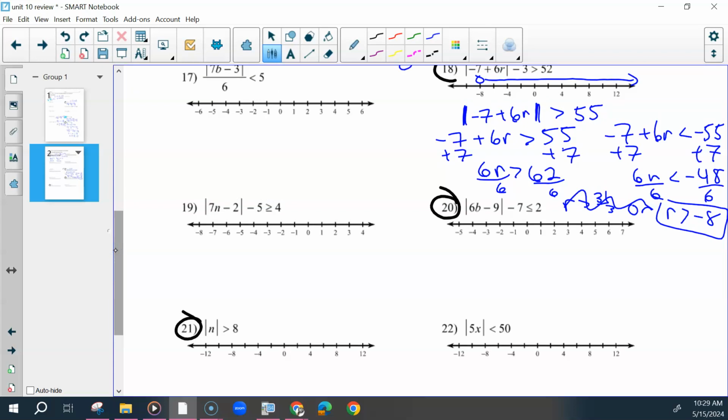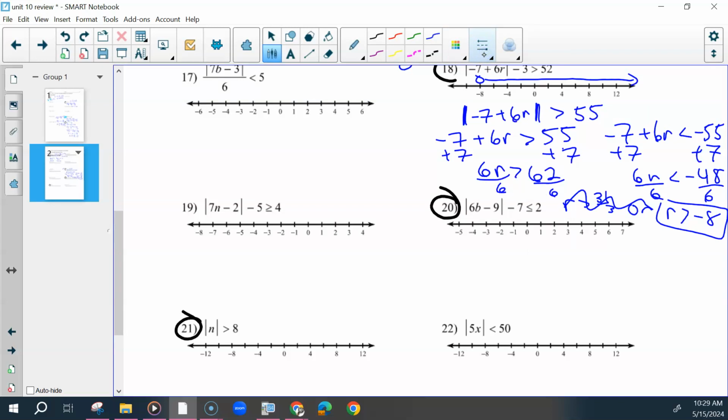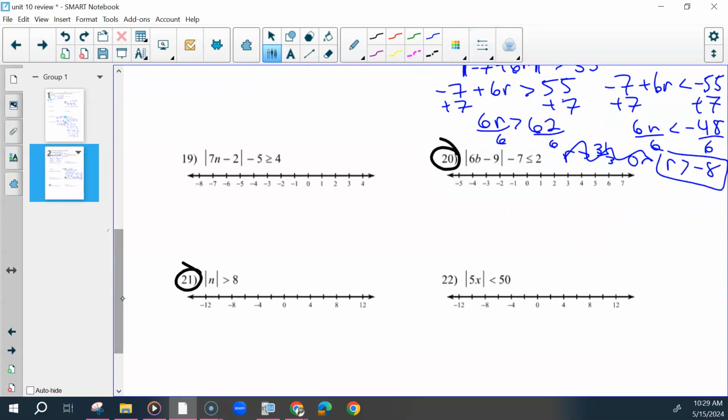For 20, same thing, isolate. Guys, stop talking. Add 7 to both sides. This is less than. Can I get water real quick? Yes. So that's and.